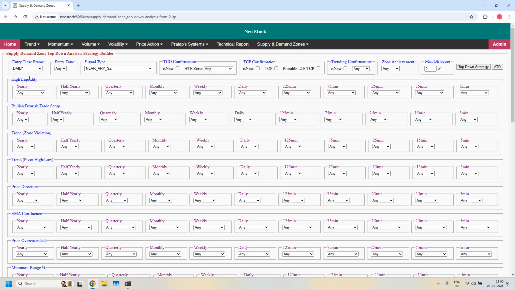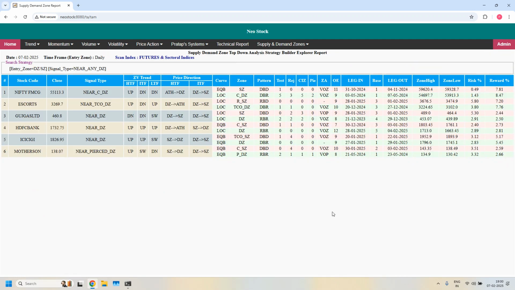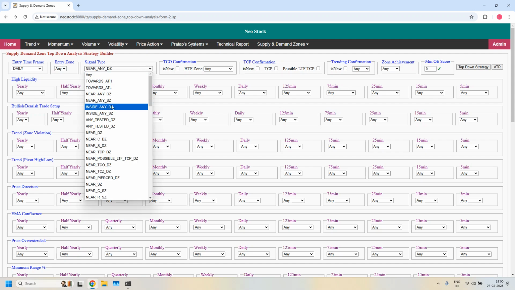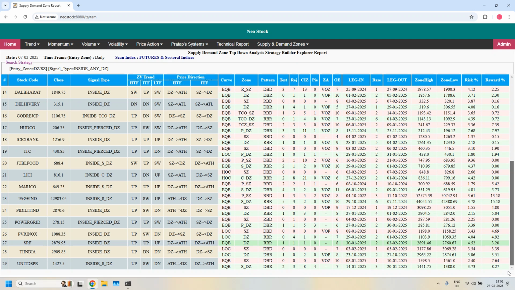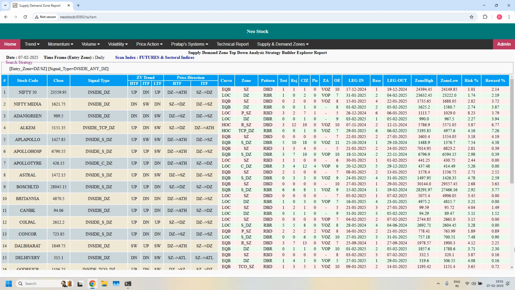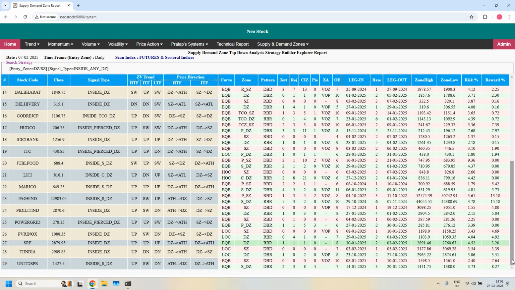Okay, next, for daily time frame, price closed inside the daily demand zone. We got 6 stocks. Sorry, this is near demand zone. Price closed inside the daily demand zone. We got 29 stocks. So first 15 stocks in the list. I am scrolling the list down. So total 29 stocks are filtered.